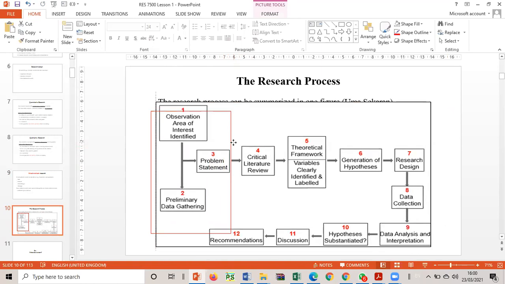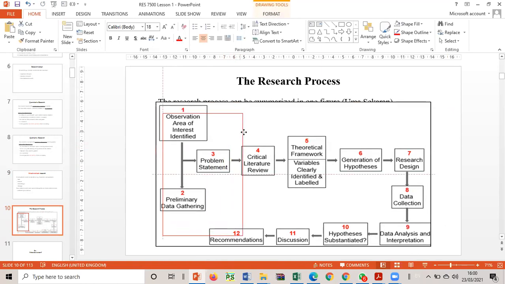And now comes your box number 2. So that will be your chapter 2. Chapter 2 is about your review. That review will depend on what your observation area and interest is, what the initial gathering said, and the gap you identified, and then you go to the literature. So this is chapter 2 in your thesis.